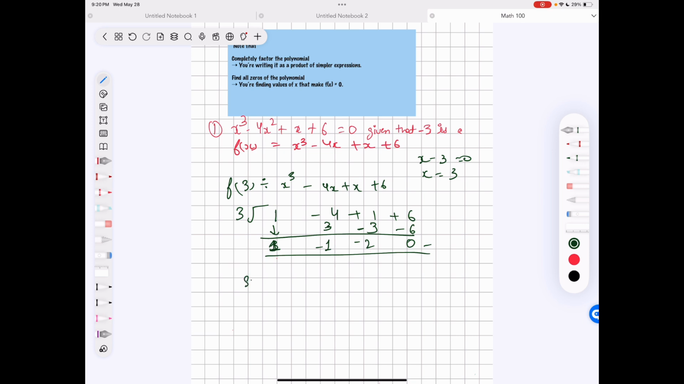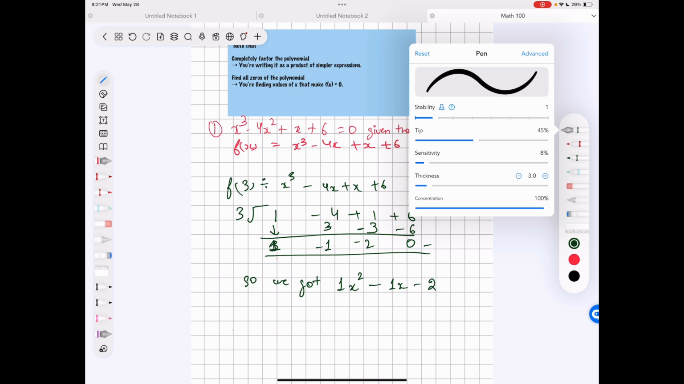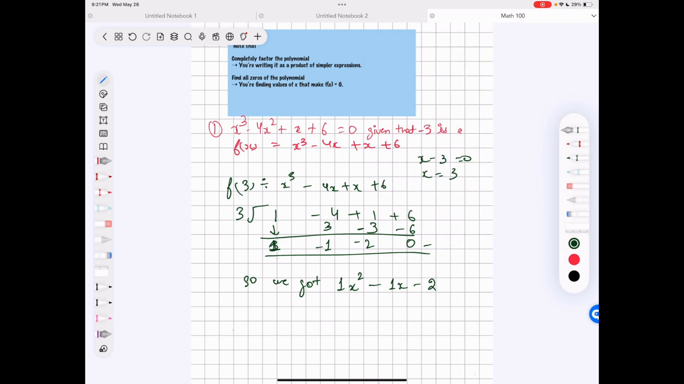So we got 1x, it was a cubic, so we're going to make it quadratic. 1x squared minus 1x minus 2. This is the equation that we get. This is our quotient. We can just write it without the 1 as well, because that doesn't really matter.